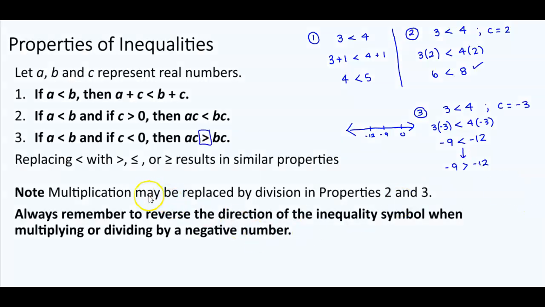Note that multiplication may be replaced by division in properties 2 and 3. Now, always remember to reverse the direction of the inequality symbol when multiplying or dividing by a negative number. So we just have seen that. Again, this is an important rule when we're talking about inequalities. You noticed here that when we multiplied by a negative number, we had to change the direction of the inequality, so we had to flip the inequality symbol.